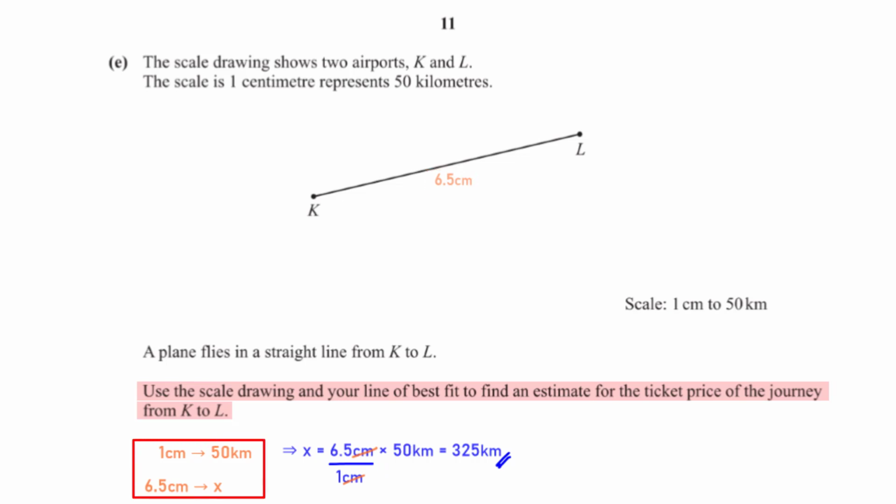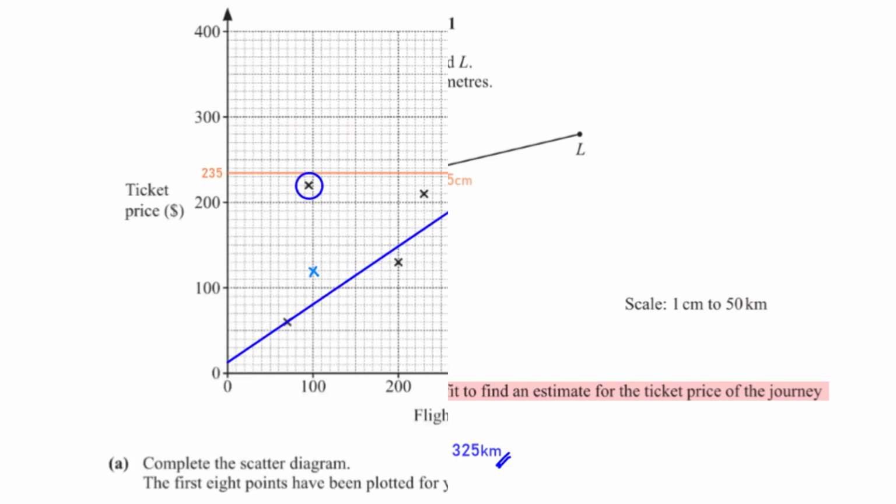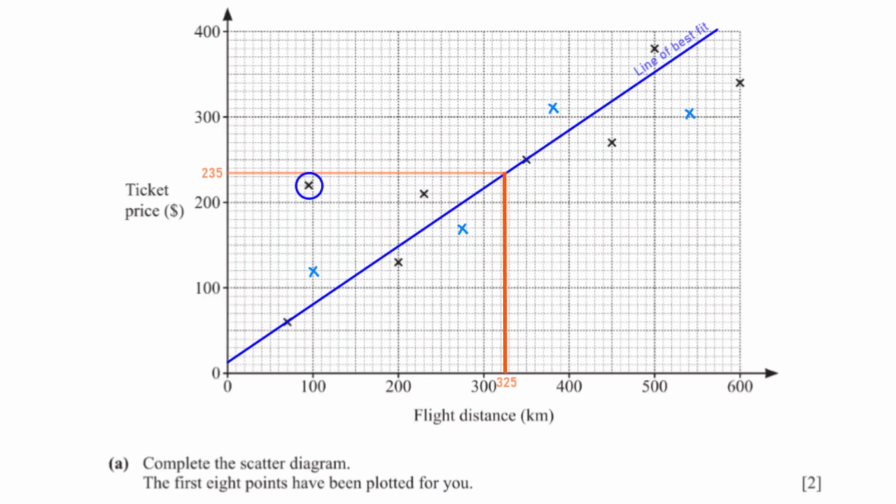Using the scale conversion, we can get the actual distance between K and L, which is what we are calling x. When we cross multiply and make x the subject, this is what we get, which is equal to 325 kilometers. On the grid, when we map 325 kilometers from the horizontal axis onto the line of best fit, we get the estimated ticket price to be $235.